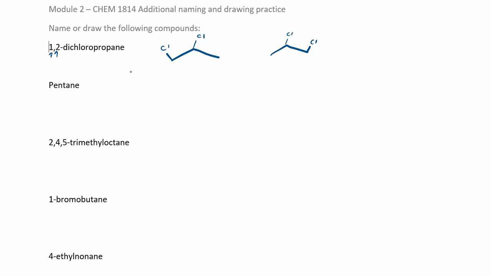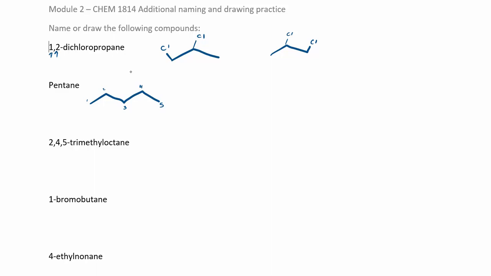They are identical molecules. Pentane. Pentane is a carbon chain that has carbons and hydrogens, and there are 5 carbons. Pent is for 5. So we have 1, 2, 3, 4, 5 carbons here.